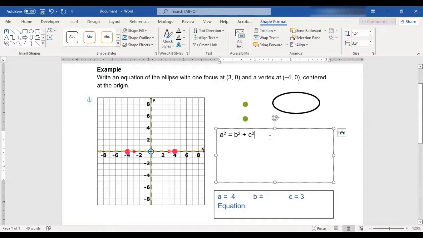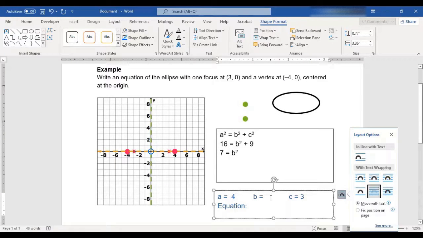a is 4, so 4 squared is 16. And c is 3, so 3 squared is 9. So if I subtract that, that should give me 7 is b squared. And so b is going to be the square root of 7.